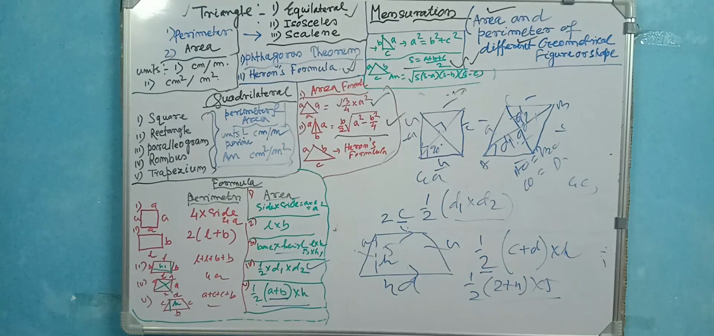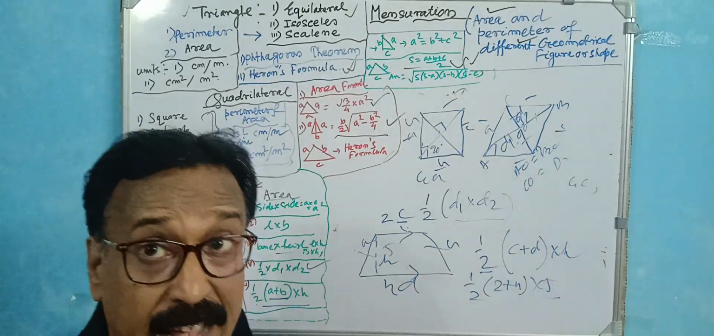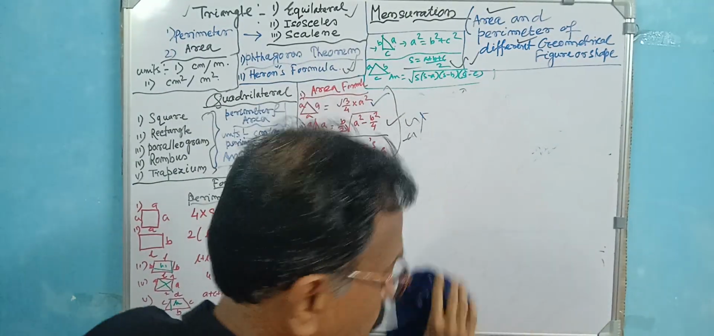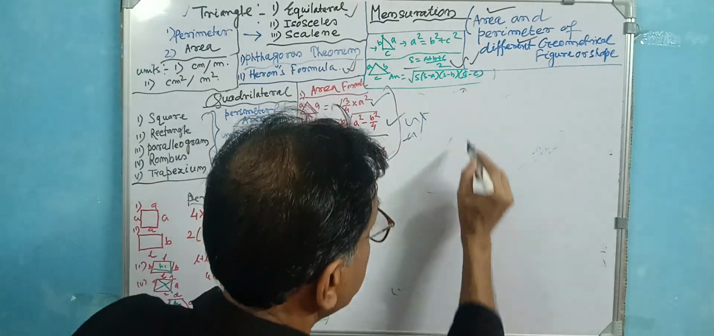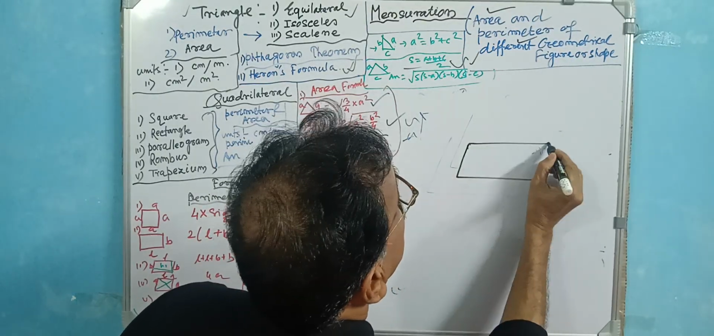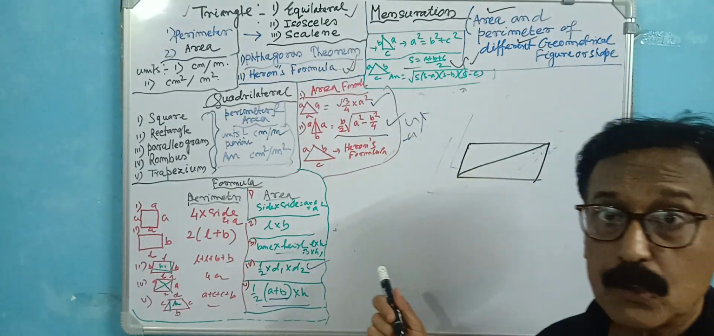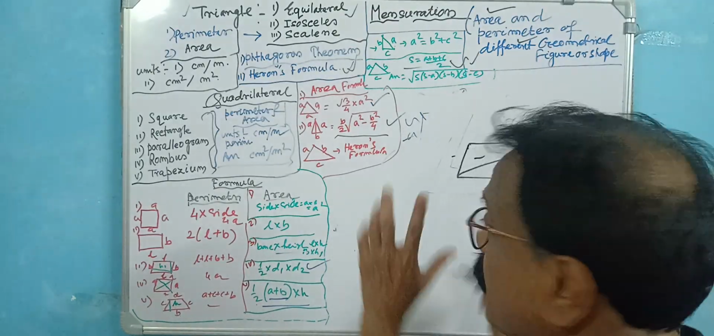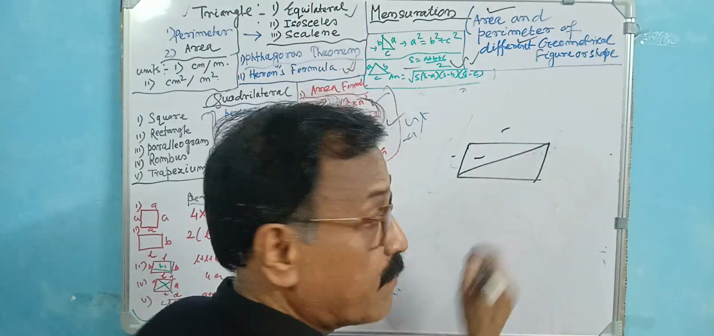Now you should know one property of the parallelogram. Each and every shape you can calculate from a triangle. Suppose it is a parallelogram. If you draw a diagonal, it bisects into two congruent triangles. So you find the area of these two congruent triangles and sum them to get the parallelogram. If you don't know the length, just draw it.